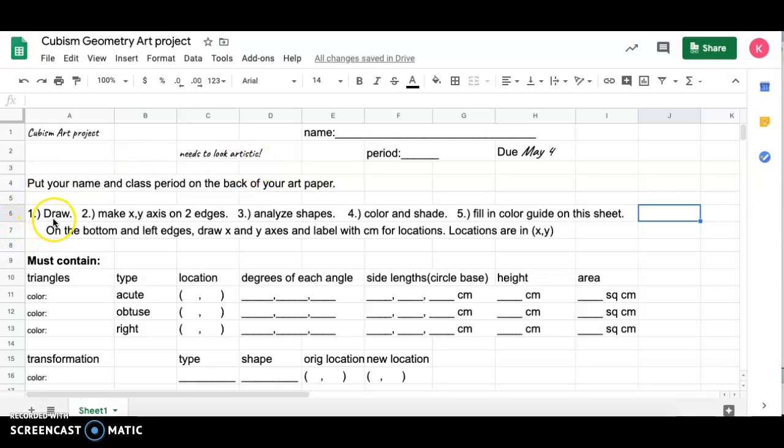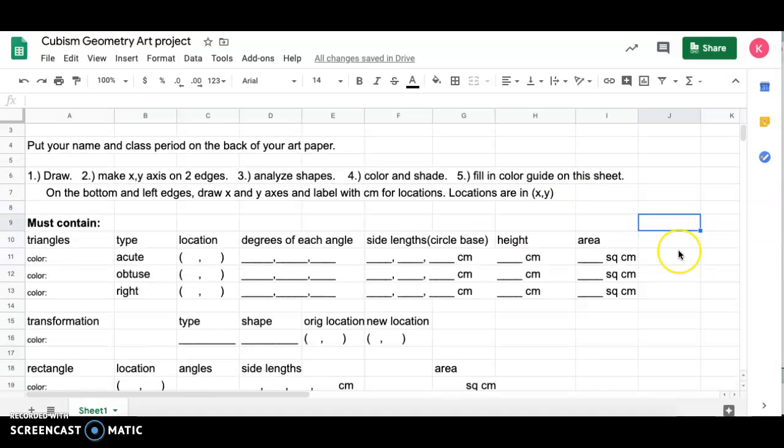All right, so you've drawn your picture. You've made your X and Y axis on the two edges. Here we are analyzing our shapes. Next week, we're going to color and shade the pictures. Not this week. Don't color anymore. And then we're going to fill in the color guide on this sheet once you know what color things are.